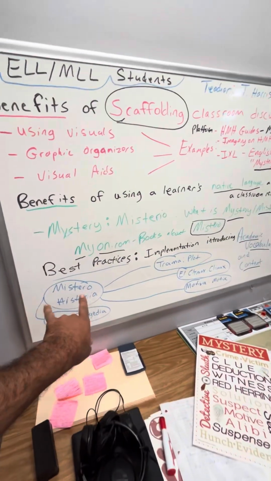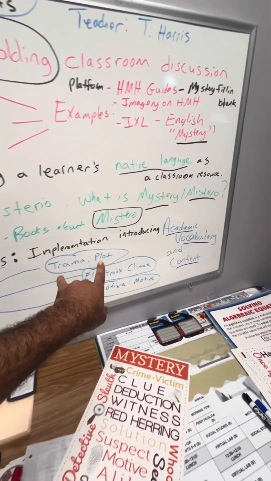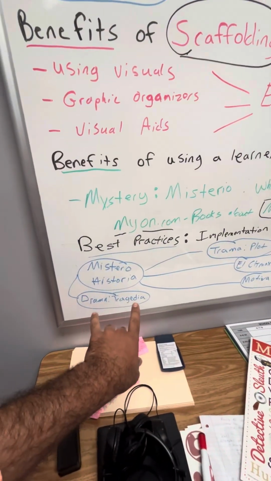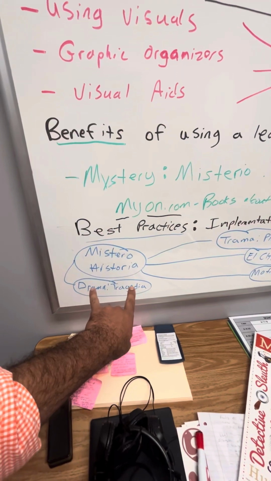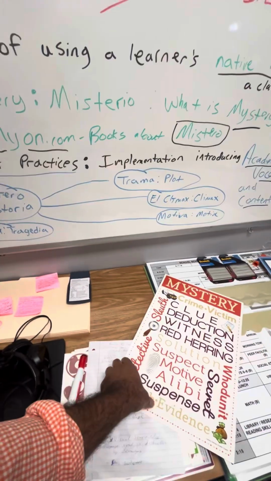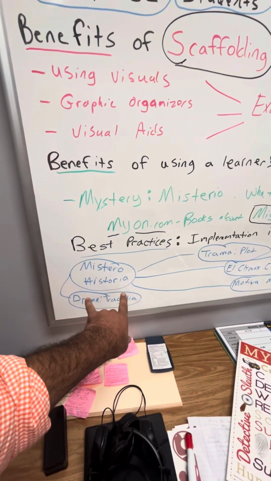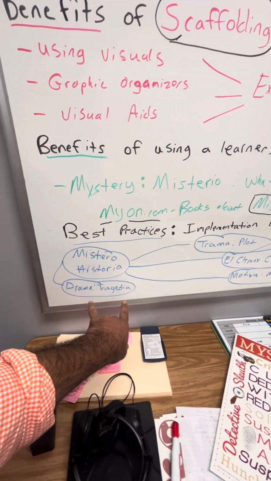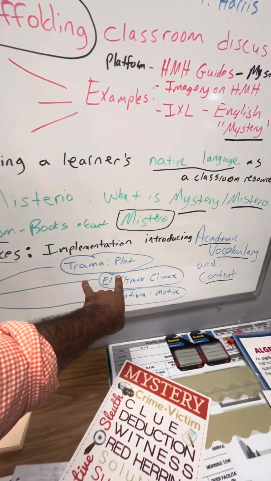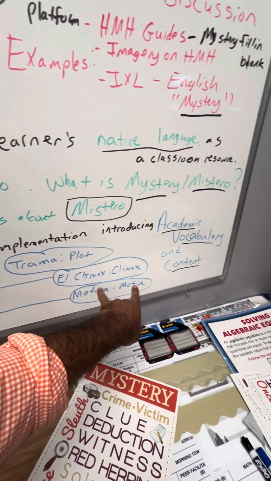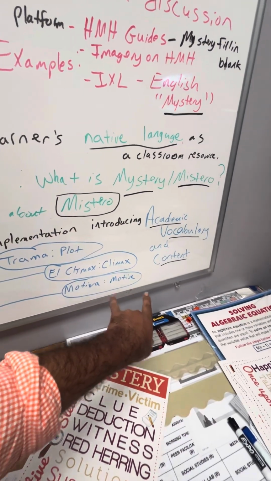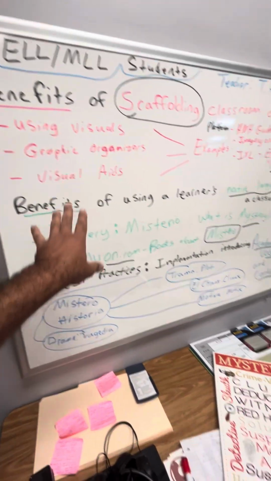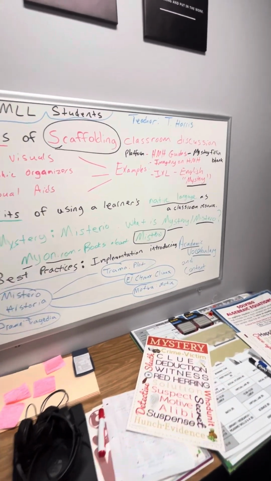Lastly, best practices for implementation, including academic vocabulary and content. We will basically just break the key terms up in the graphic organizer for better understanding, also using imagery from the platforms, but bringing it into hands-on work where the kids will be able to do a mystery, hysteria, drama, tragedia, leading over to trauma, which is the plot in the story, the climax, motivo, and motive. Key terms, tying them in together, using some type of imagery, graphic organizer.